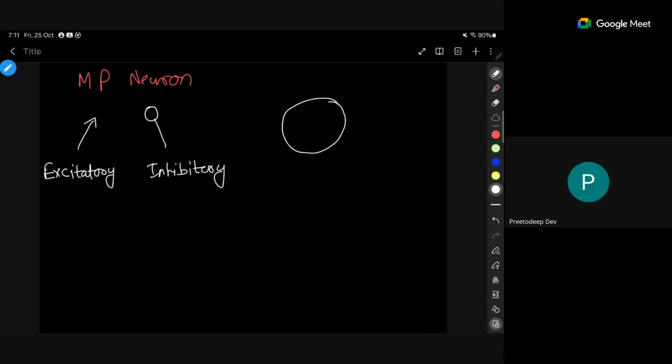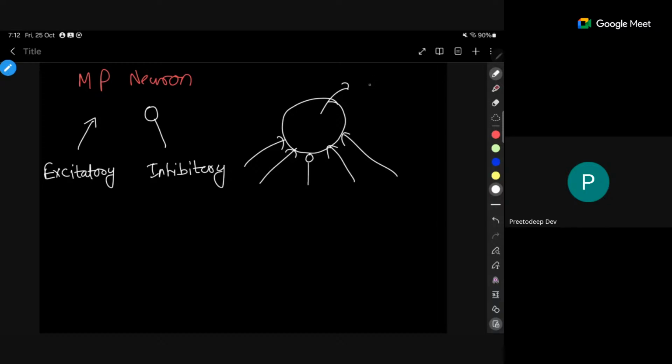So there are two kinds of inputs for an MP neuron. Let's say this is an MP neuron, and this is the inhibitory input. If any of the inhibitory inputs is on, whatever the rest are, then the output will be 1.